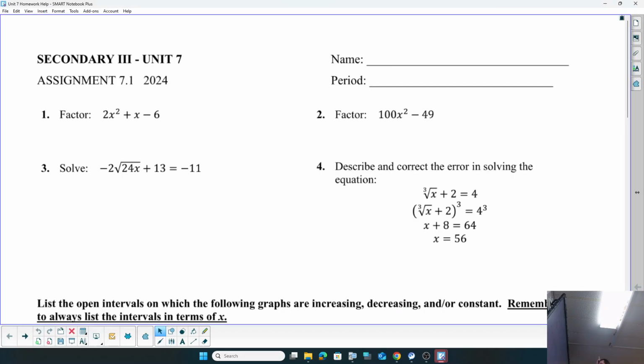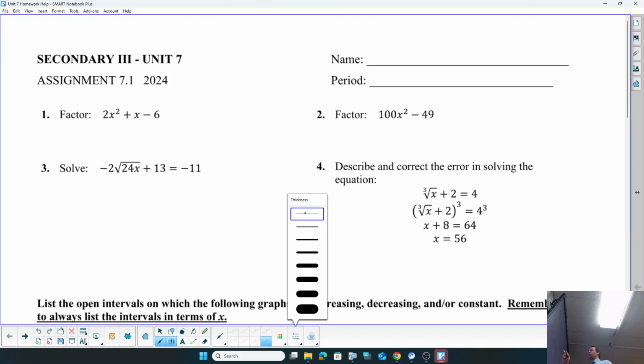Okay, let's see here. So we're helping you on Unit 7.1, which is graphing exponentials. Here we go. Good practicing, factoring, solving, number 1, number 2, that's pretty good. So don't forget how to factor. Give those two a try.